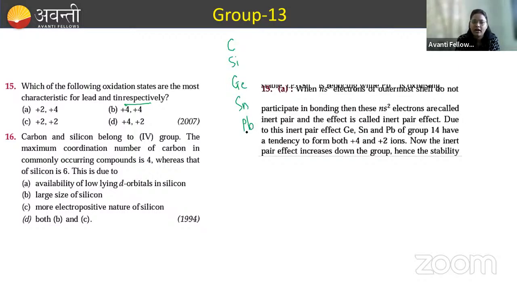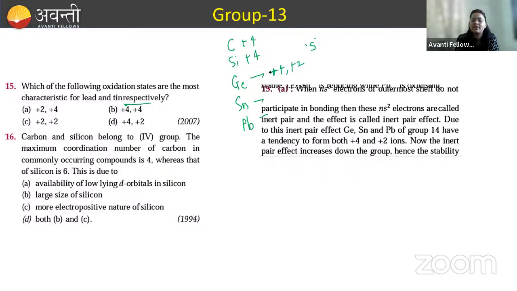Right, so this is our arrangement. +4 is fine for this molecule, +4 is fine for this molecule. But as we move down, there is an inert pair effect in which the s orbital electron does not participate in the bonding. Due to this inert pair effect, germanium, tin and lead, these group 14 elements, have a tendency to form both +4 as well as +2.